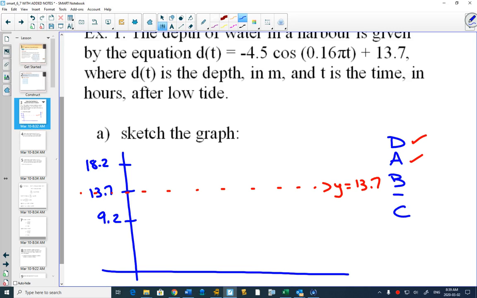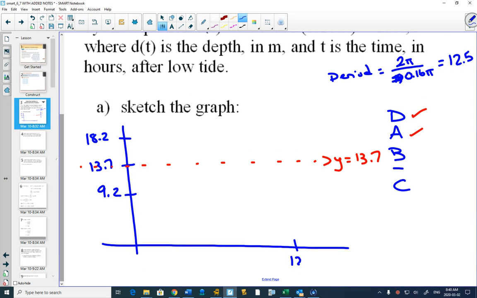Next, we need to use our B value to calculate our period. So when we go to our formula, our period is 2 pi divided by the B value, which is 0.16 pi. Okay, this would be a calculator question. Pi's cancel out. 12.5. So we mark one full period.